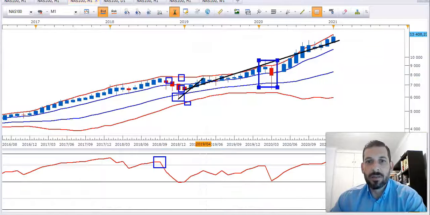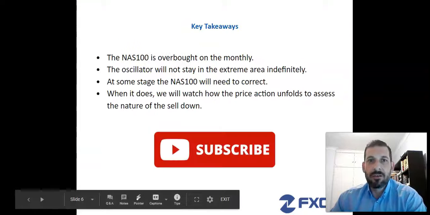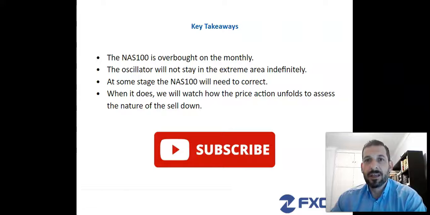Okay, let's just end off with some key takeaways. The NAS 100 is overbought on the monthly. The oscillator will not stay in the extreme area indefinitely. At some stage, the NAS 100 will need a correction, and when it does, we will watch to see how the price action unfolds to assess the nature of the sell down.